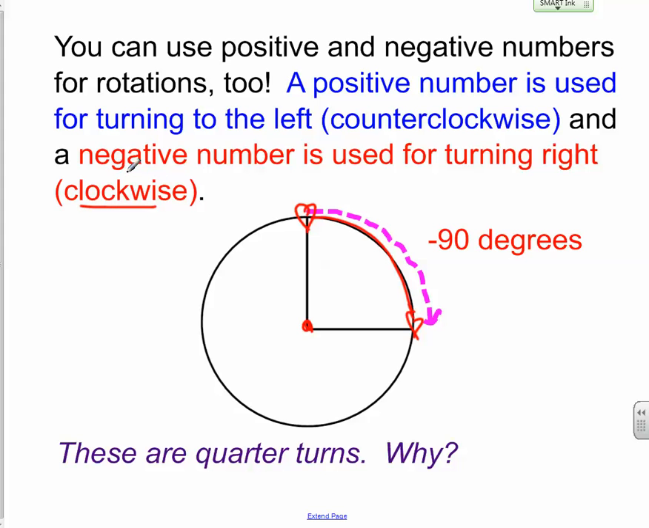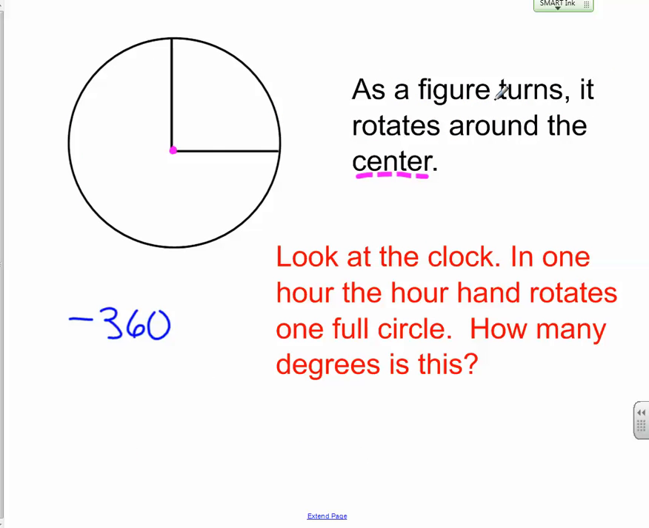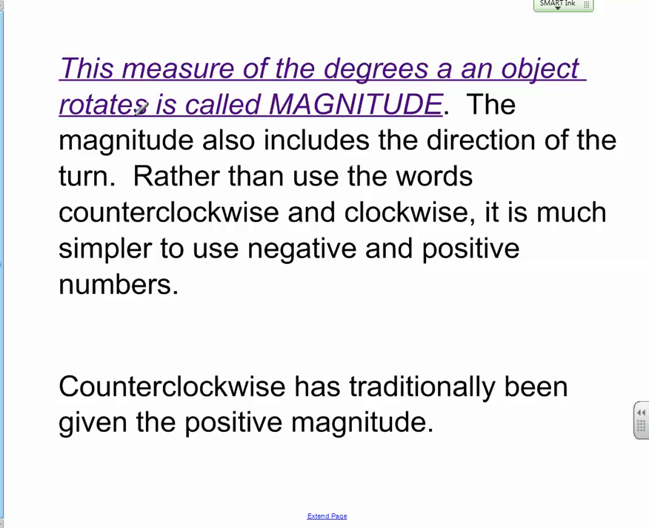So these are quarter turns because they're a quarter of a circle. 4 90s makes 360, and that's a full circle. So remember, as a figure turns, it's rotating around a center. And we looked at the clock, and in 1 hour, the hour hand rotates one full circle. And it goes clockwise because that's where the word clockwise comes from. So that's a total of negative 360 degrees. One full circle clockwise. So the measure of the degrees an object is rotated is called its magnitude. And magnitude also includes the direction of the turn.